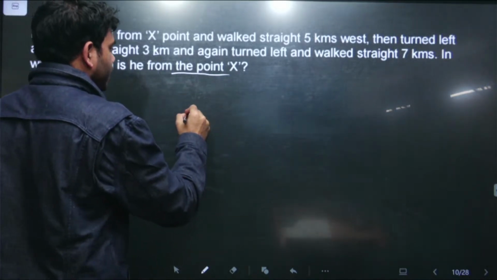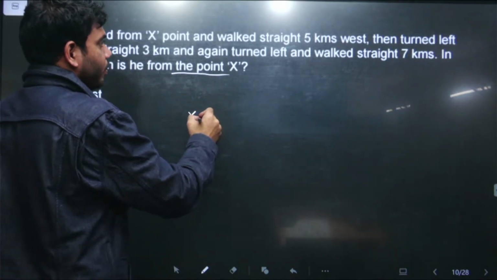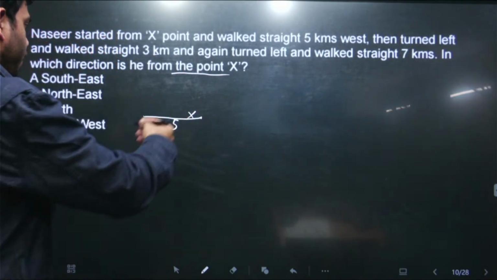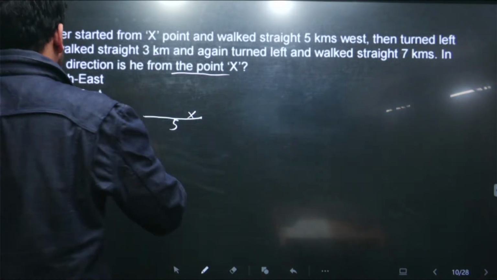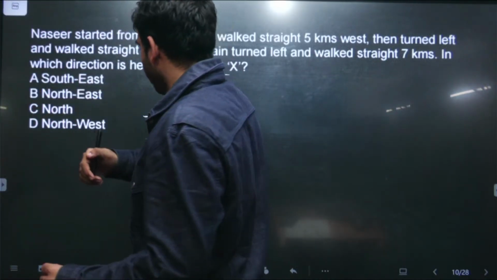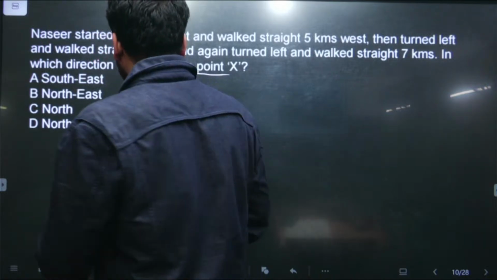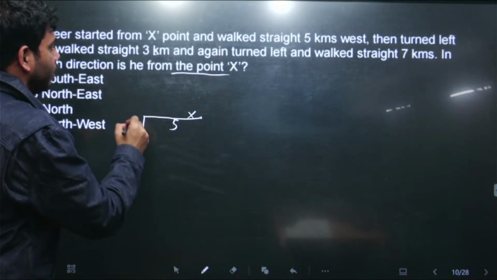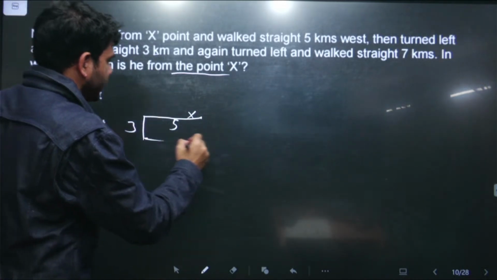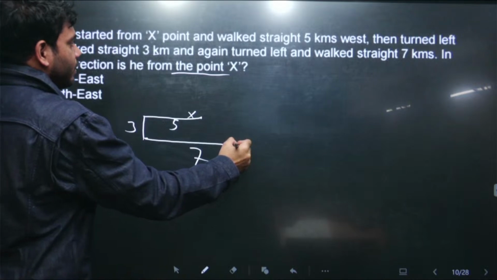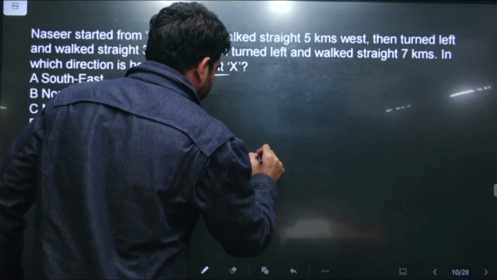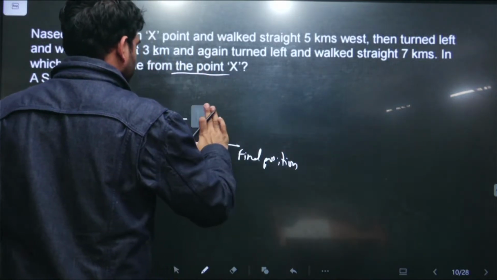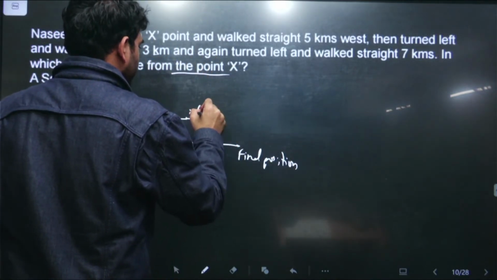Just imagine कि ये एक starting point है, and he walks 5 kilometers west in this way, and then he turns left. अभी he is facing in this direction. So left will be the south direction, the bottom direction. Then he turned left and walked 3 kilometers. Then again he turned left and walked 7 kilometers. This is how it is. और ये है उसका final position, and this is X, the initial position.